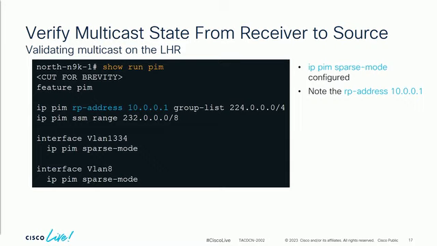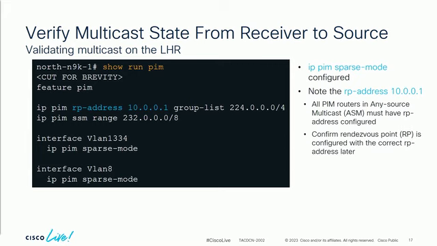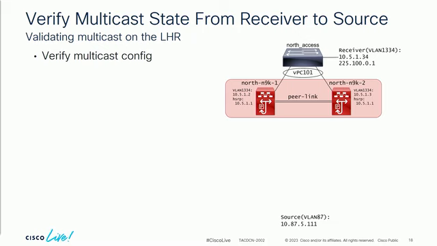The next thing to look for is the RP address. Is it configured? In this case, it's statically configured with 10.0.0.1. Now, this flow is using any source multicast, and with any source multicast, all PIM routers must be configured with the same RP address, in this case 10.0.0.1. But also, somewhere in the network there's going to be an RP, a rendezvous point, and that must be configured to use that same RP address. So we're going to take note of that, and we're going to make sure that every PIM router in the path is configured with that. So I would say the multicast looks good so far.